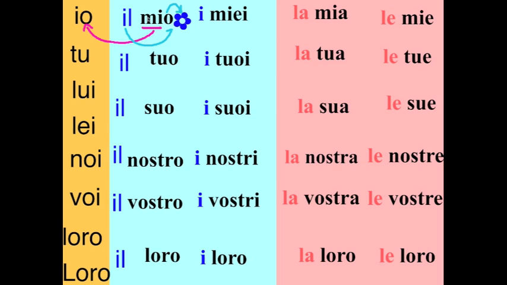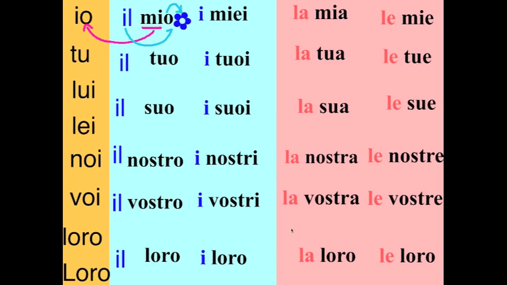Then the choice of the actual adjective depends on who the owner is. So if io is the owner, it's mio. Tu is the owner, tuo. Lui, lei, suo. In Italian, we are not interested in the gender of the person who owns it, so we don't have his and hers towels, basically. Noi is nostro, voi, vostro, and loro stays loro. Notice that loro changes the article like all the others.